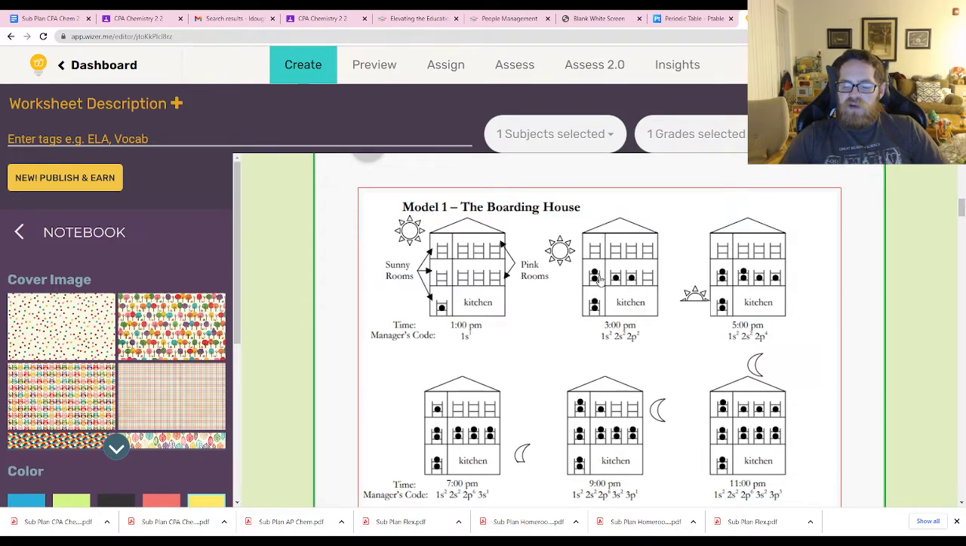The second floor sunny also gets 2 people. So second floor sunny, 2 people. And then lastly, we get the pink rooms, or the p orbitals, right? These ones can hold 6 electrons, and for the rooms, they can hold 6 people. There's one person in each of the 2 bunk beds.